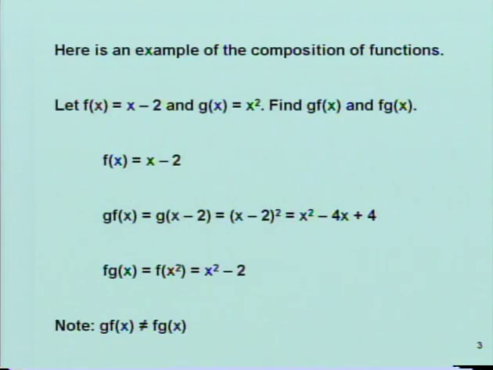f g of x is equal to f of x squared, because g of x is x squared. So f operating on g of x is f operating on x squared, which will give us, the f function is saying whatever is in the bracket, we subtract 2. x squared is in the bracket, so x squared minus 2. And you would notice that g f of x is not the same as f g of x. So composition of functions is not what we call commutative.